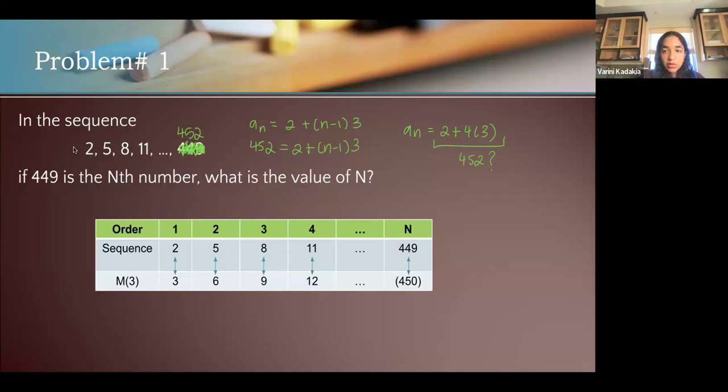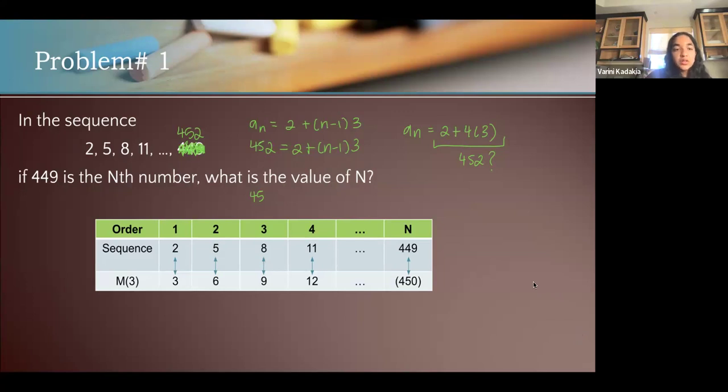I was so close to getting the answer. I got the answer by using the formula 452 equals 2 plus brackets n minus 1 times 3. I divided 453 by 3, which gave me the answer 151.